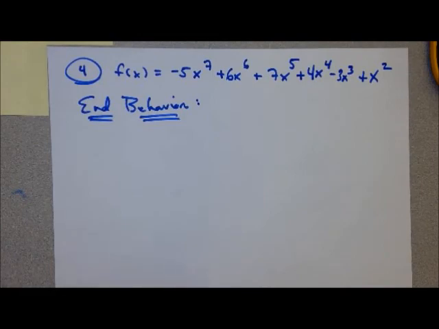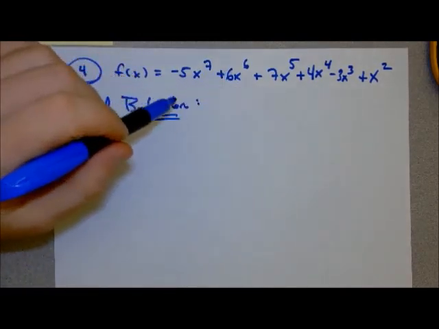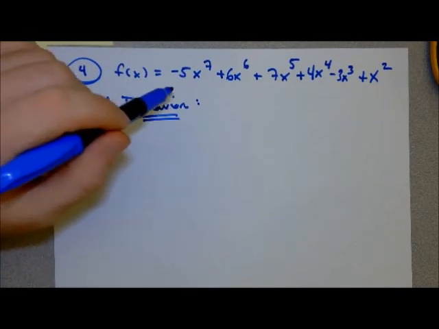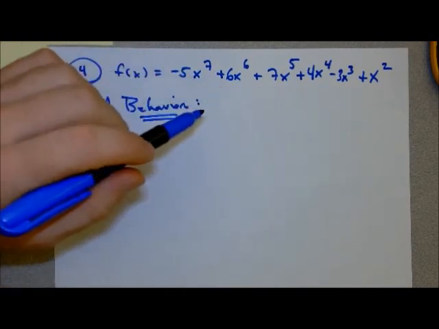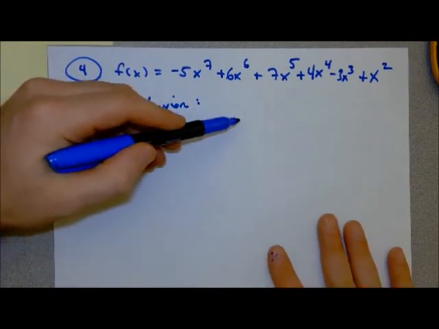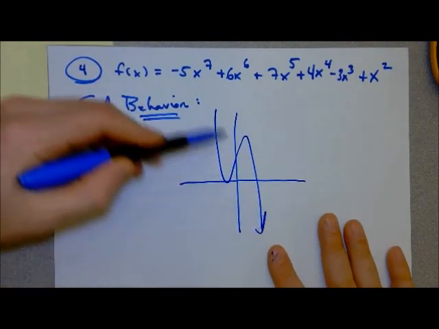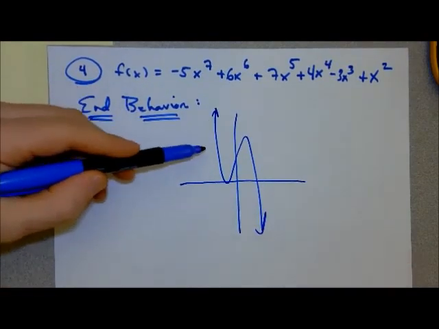For number 4, it asks for the end behavior. It gives you a long equation that you do not know what it looks like, so you have to go to the calculator and graph this to get a sense for what's going on. And when you do that, you get a picture that's kind of smushed together, but it looks something like this. Anyways, this is enough to tell you the end behavior.